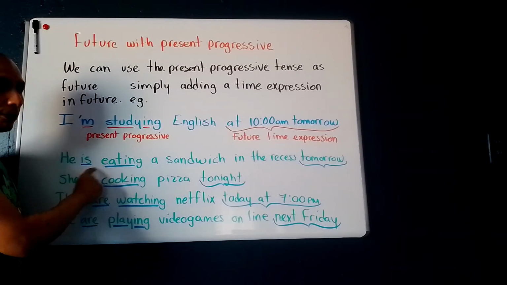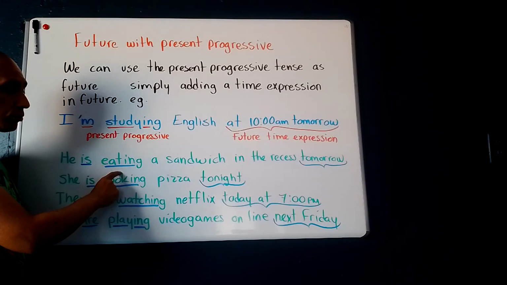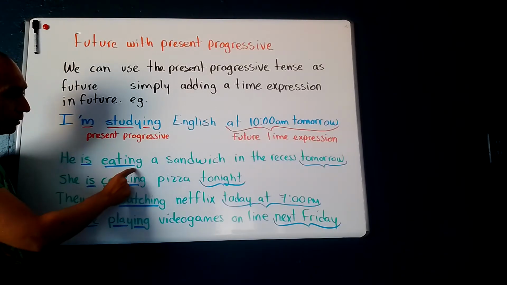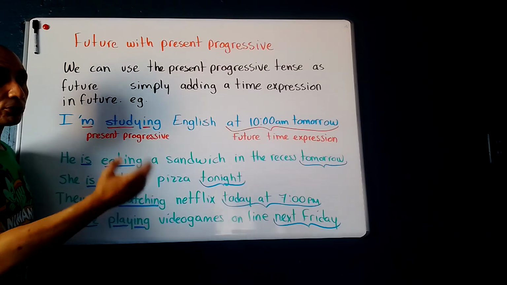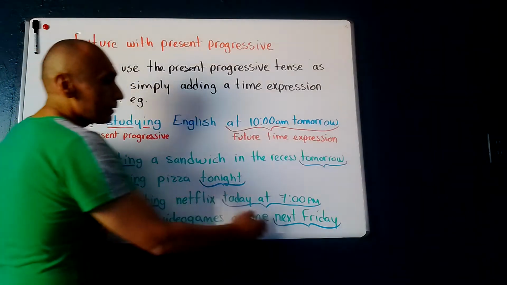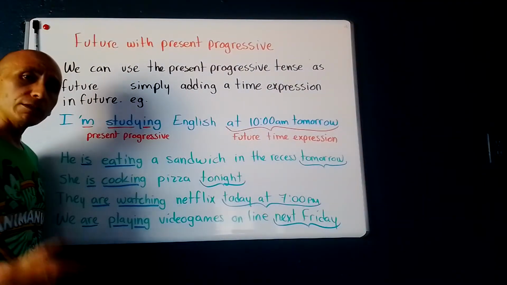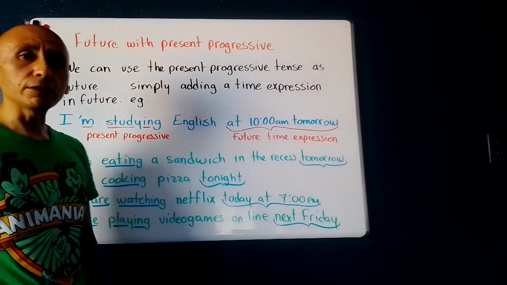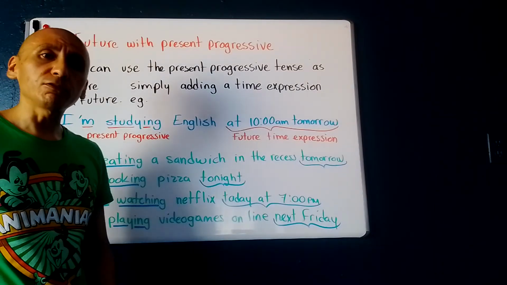The verb, the structure in present progressive, with the two verbs, the verb be and the second action with the gerund ending, and the time expression. In that form, we're going to be able to have the present progressive used as future.